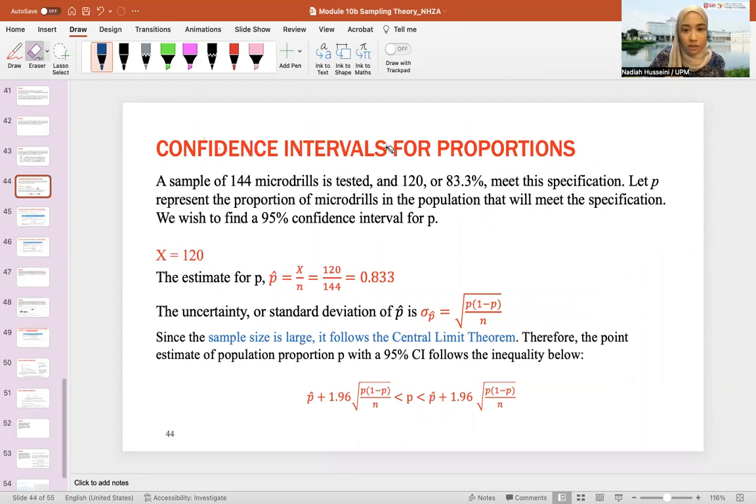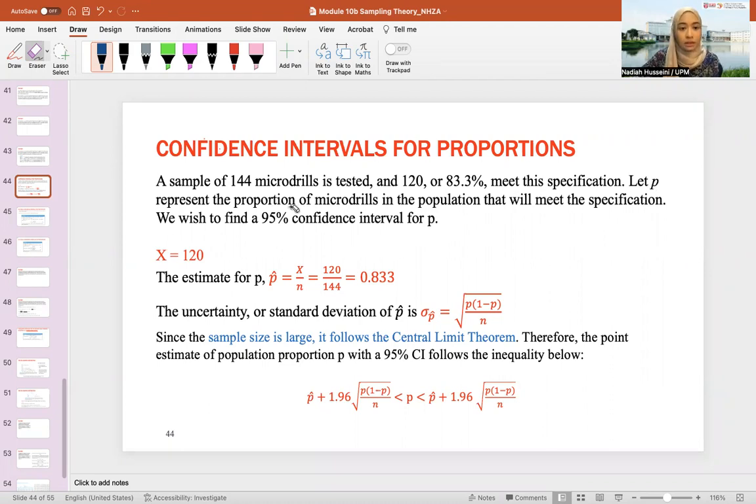Okay, two more subtopics for confidence interval before we start with our hypothesis testing. Okay, so confidence interval for proportions. A sample of 144 microjoules is tested, and 120, or 83.3%, of these meet the specification. So out of the 144 that we test, 120 meet the specification. I don't know what specification they are looking for, but 120 fulfill that. Let P represent the proportion or the probability of microjoules in the population that will meet the specification. We wish to find a 95% confidence interval for our P.